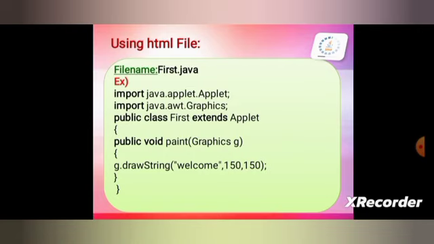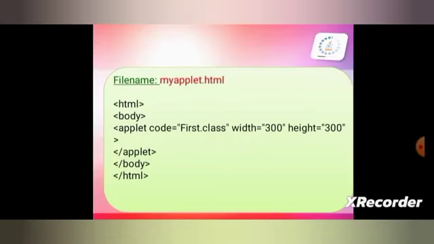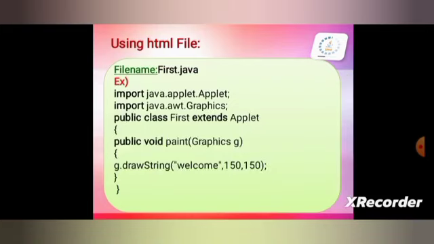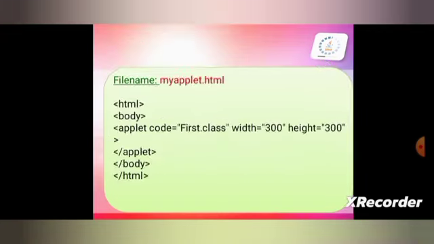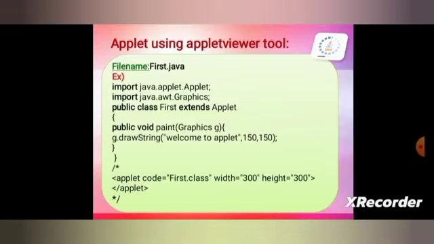Next, this is the individual Java program. We will name this program First.java. Next, we will create an individual HTML file named myapplet.html. Within the HTML tag, we will create the applet code like applet code equals the Java program name dot class, and then width and height. After we create this applet program and compile it, we will create the HTML file. This is one method for creating the applet program, and another method is without the individual HTML file.